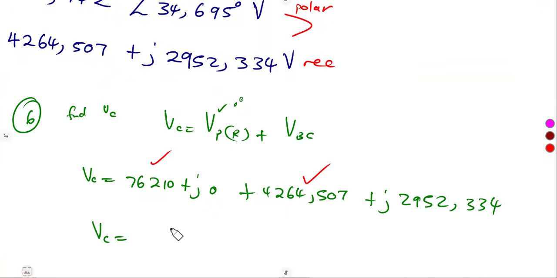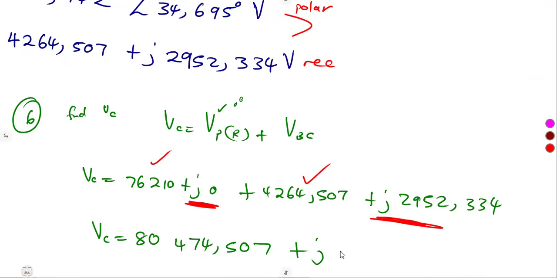Remember, add the real terms together. That was going to give us 80,474,507. Then the imaginary part together, the part with J. So 0 plus this one, guys, as you can see, there is no effect. It's just going to remain as 2,952,334. All right, so this is it.